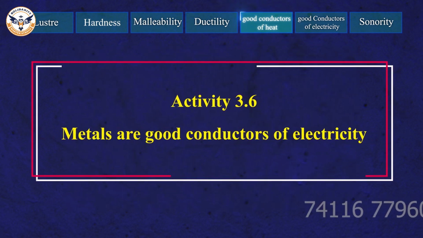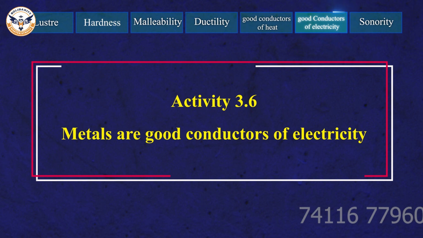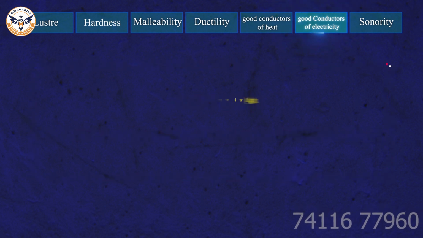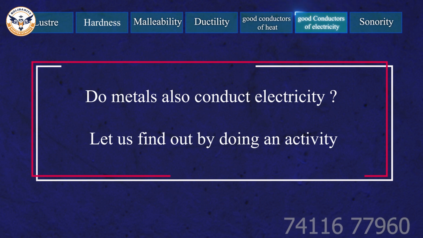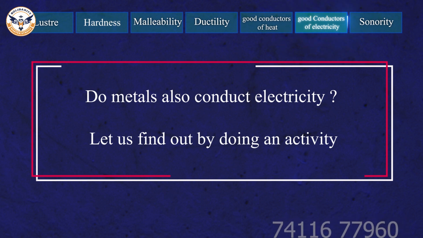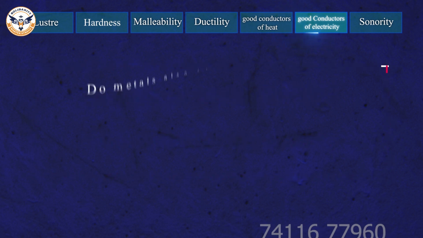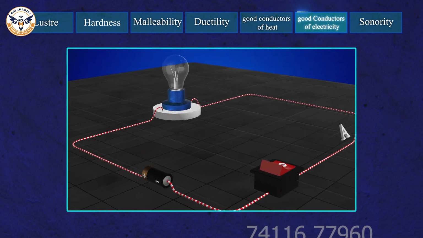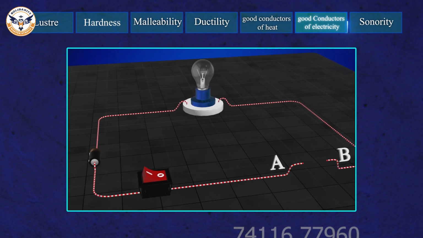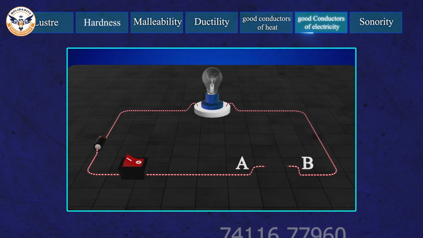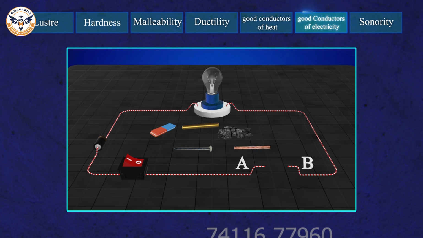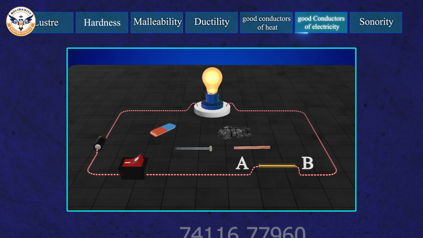Activity 3.6. Metals are good conductors of electricity. Do metals also conduct electricity? Let us find out by doing an activity. Set up an electric circuit. Consists of battery, wire, bulb, and a metal sample. Place the metal to be tested in the circuit. Between terminals A and B, does the bulb glow? Repeat the same for other materials.